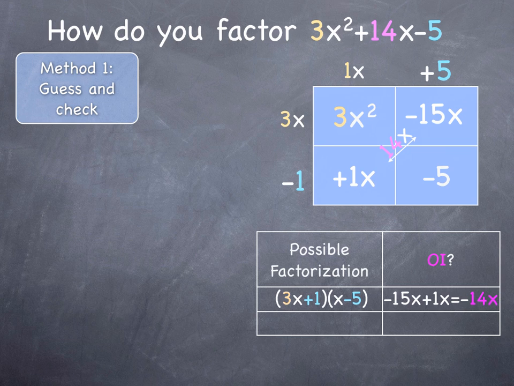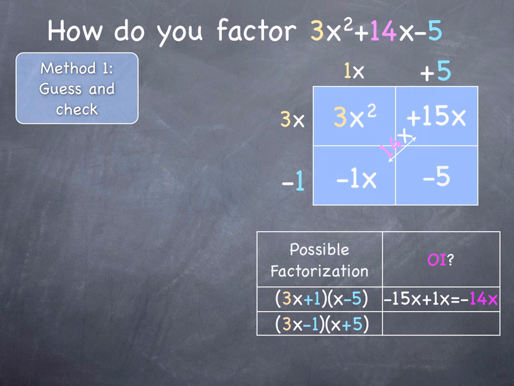But now I need to change the OI that I have. In the top right-hand corner, now I have positive 5 times 3x. That's positive 15x. And in the bottom left corner, I have 1x times negative 1. That gives me negative 1x. And notice that now I have a new possible factorization. I have 3x minus 1 times x plus 5.